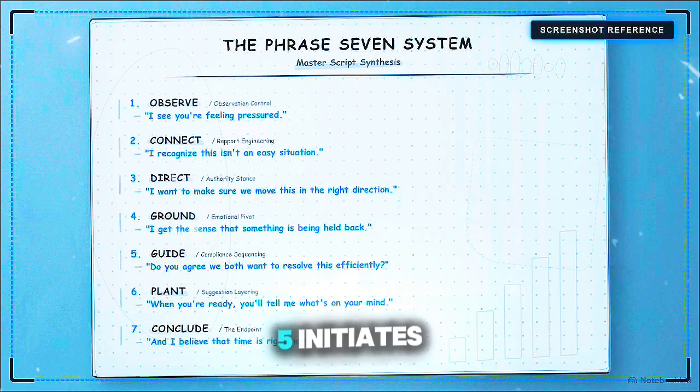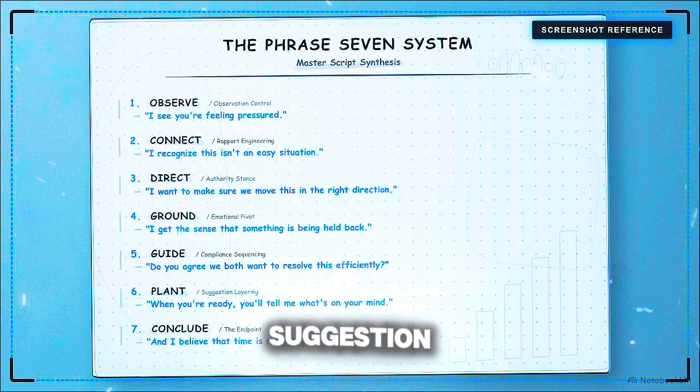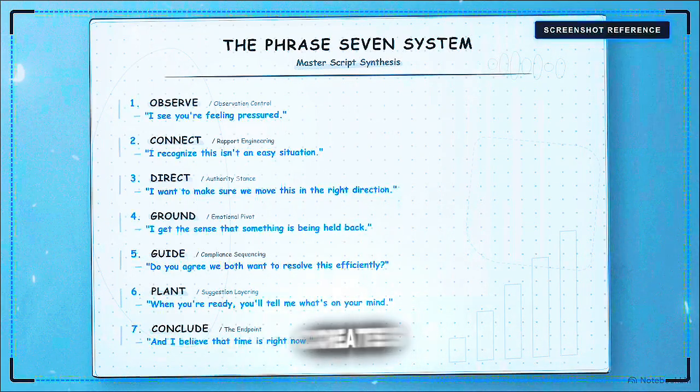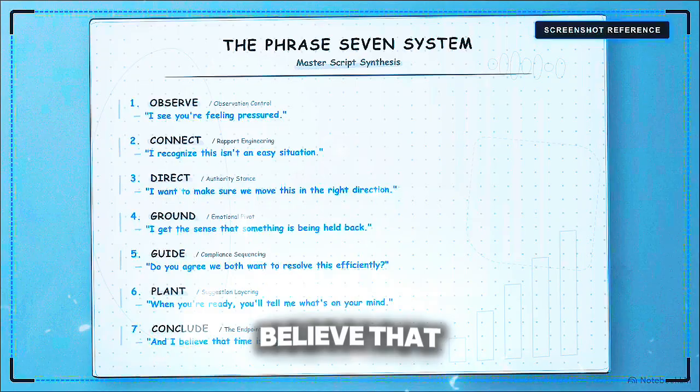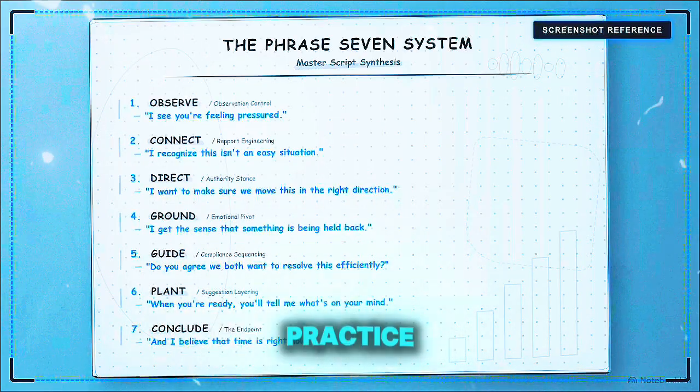Phrase 5 initiates the compliance slope. "Do you agree we both want to resolve this efficiently?" Phrase 6 provides the suggestion. "When you're ready, you'll tell me what's on your mind." Finally, Phrase 7 creates the endpoint. "And I believe that time is right now." Screenshot this list to use as a reference for your practice.